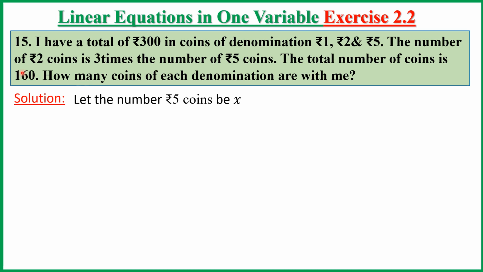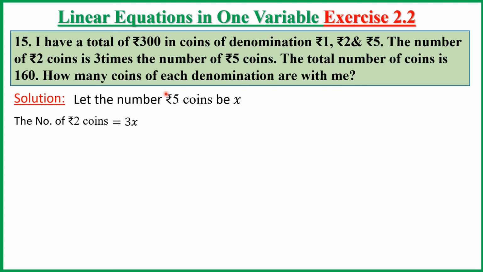The next step is, now we come to know the number of 2 rupee coins. The number of 2 rupee coins equals 3 times the number of 5 rupee coins. Here we have taken the rupee 5 coins as x. So that is 3 into x. And they didn't mention anything about 1 rupee coins, but they have given the total of 160 coins. And we know the 2 rupee coins and 5 rupee coins.